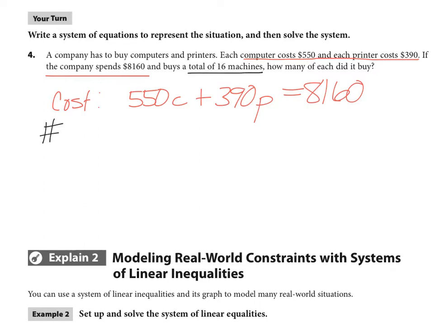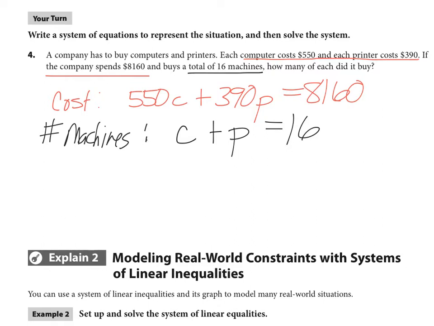So we have the number, in this case, of machines. So that gives us another equation. The number of computers plus the number of printers equals a total of 16. So now we have our two equations. So how do you want to solve the system?